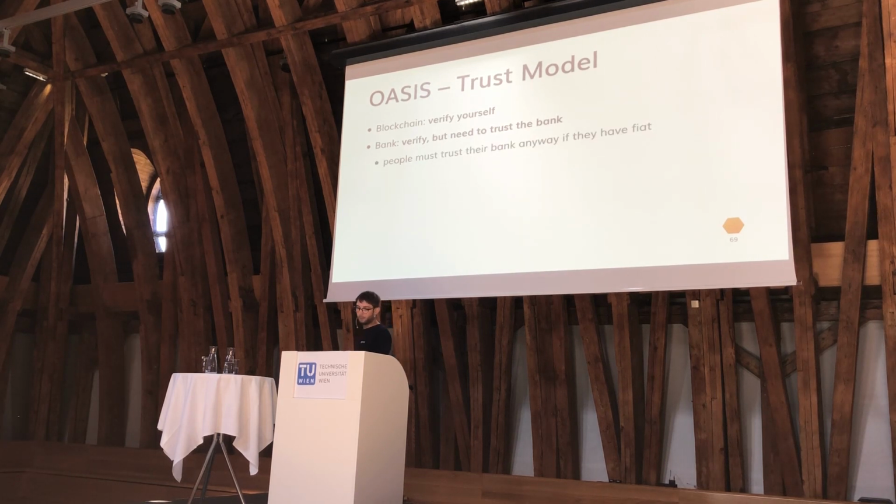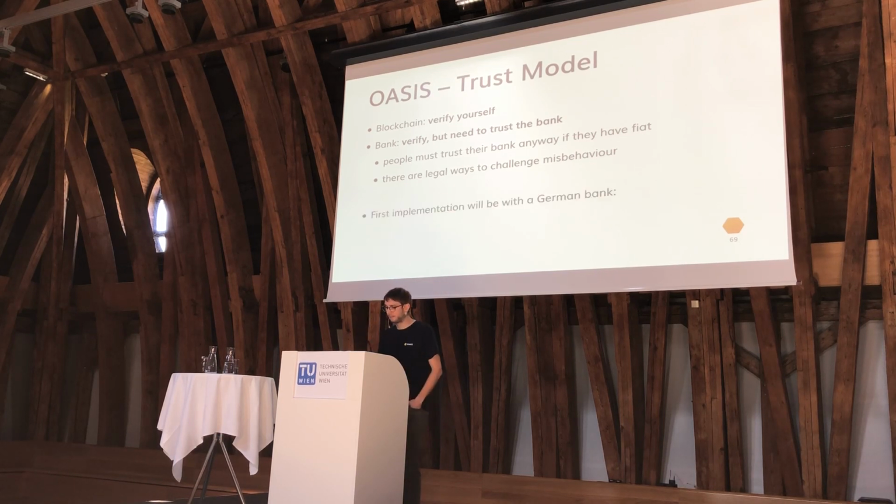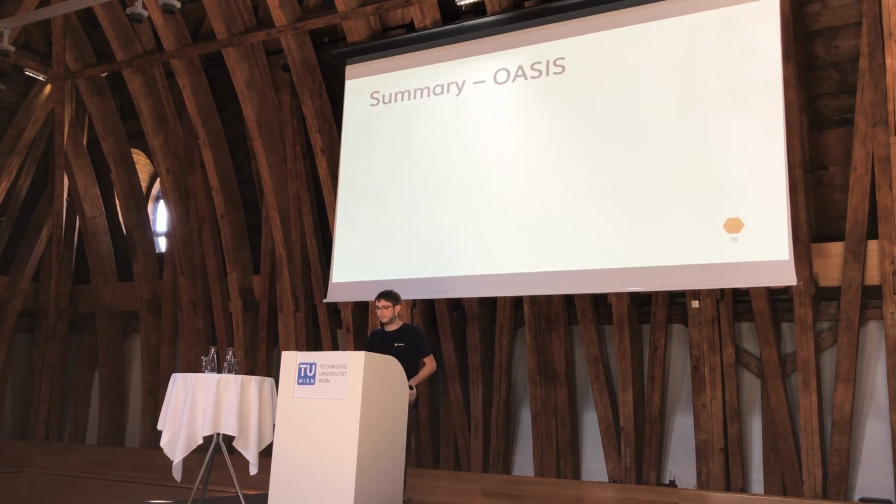And as I said before, the people must trust their bank anyway, if they have euro or dollars at least. Plus there are some legal challenges to counter misbehavior. And we actually also implemented, or are about to implement this, using a German bank called the WEG Bank. So they will be the first one to provide this OASIS API. And another nice thing is that you don't need to be a customer there. They can basically just function as an escrow service.